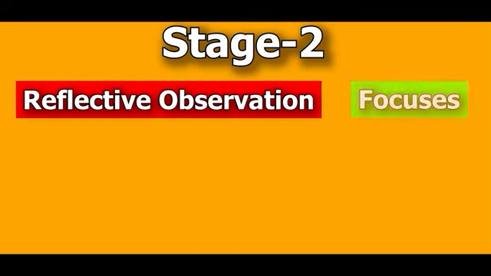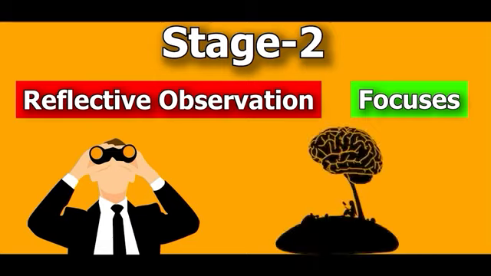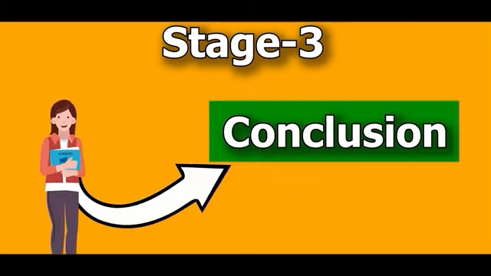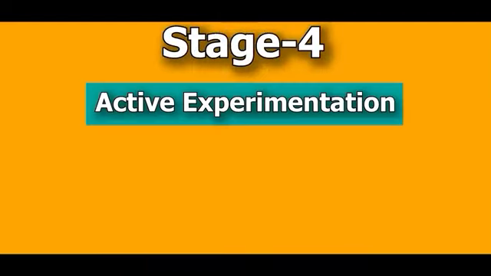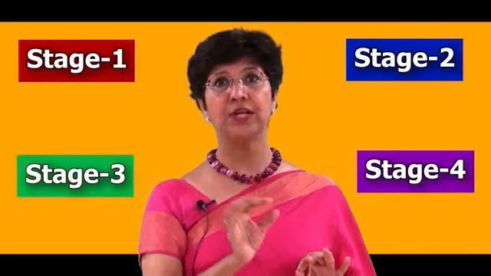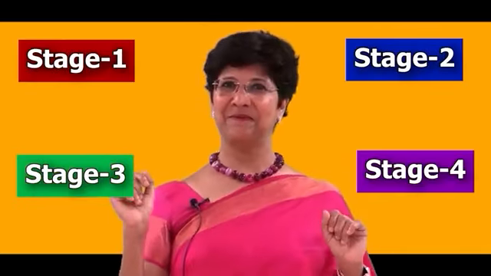Reflective observation focuses on observing and perceiving. Stage 3 is abstract conceptualization. In this stage, the learner gathers and analyzes information and draws conclusions. Stage 4 is active experimentation. This is the final stage where the learner applies what he has learned. The learner can enter a learning cycle at any stage, but must go through all the 4 stages to complete his learning cycle.